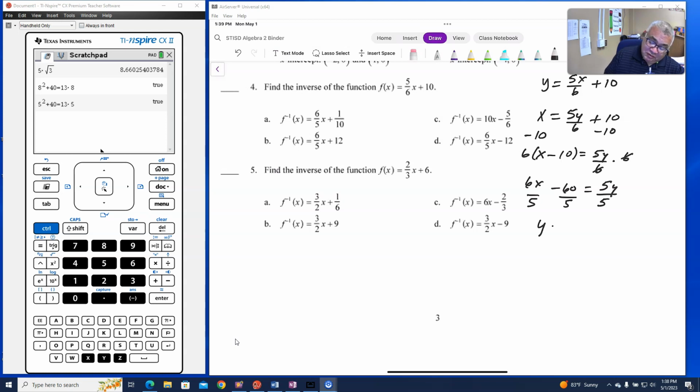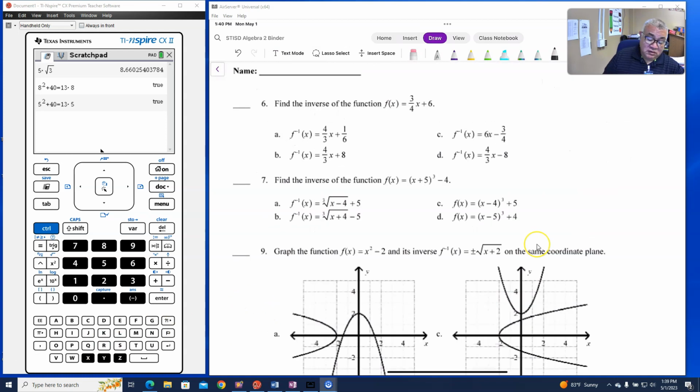So y is equal to 6x over 5 minus 6 divided by 5 is 1, so it's 12. So you look for 6x over 5 minus 12, and your answer is D. Remember that I told you that this notation means that that is the inverse of f. So your answer is D.